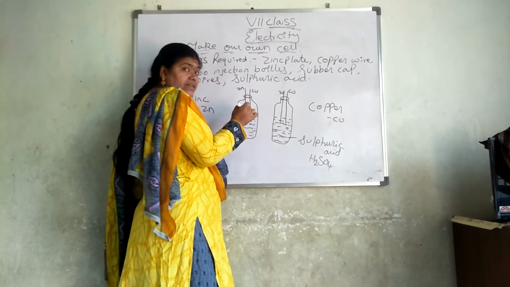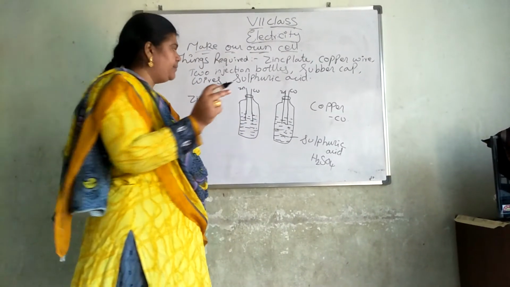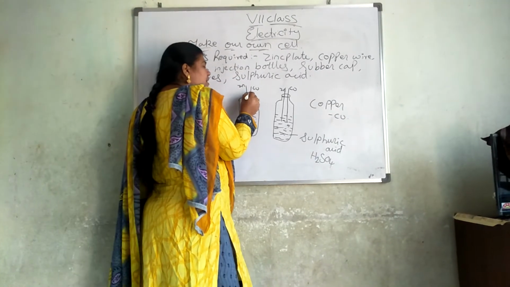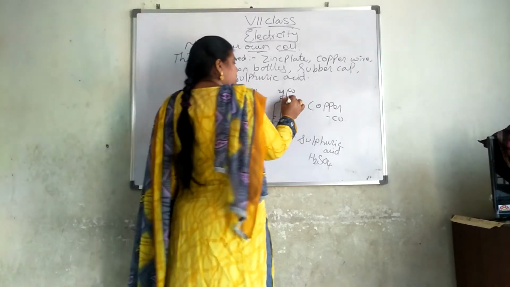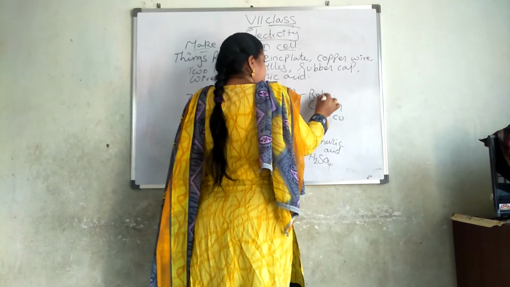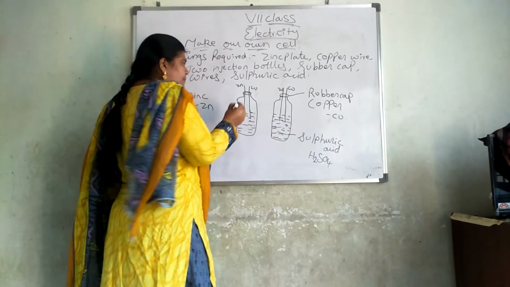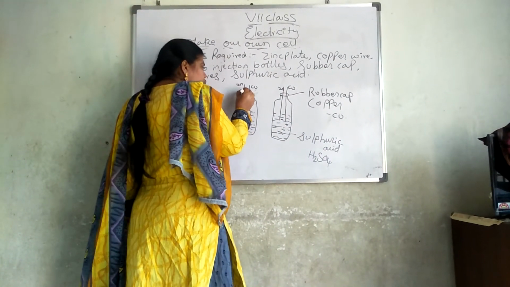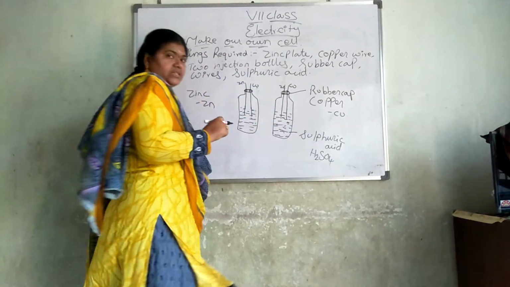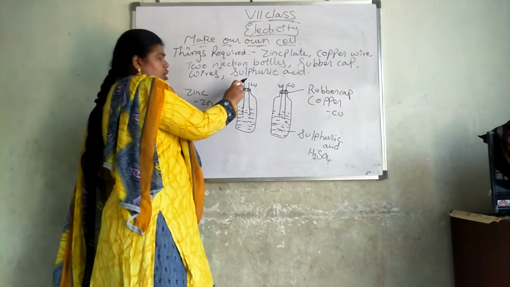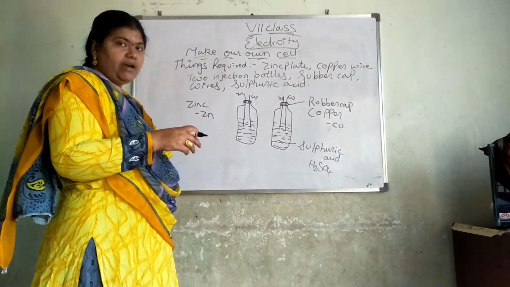How can we insert zinc plate and copper wire into this? Here we are placing a rubber cap, and for this rubber cap we are keeping two holes. This zinc plate and copper wire are immersed in this sulfuric acid. Now what do we have to do?